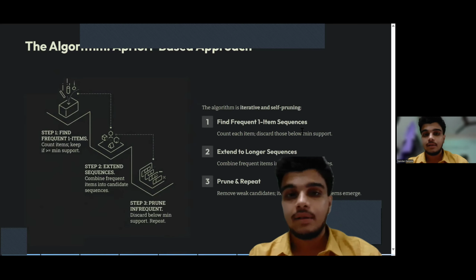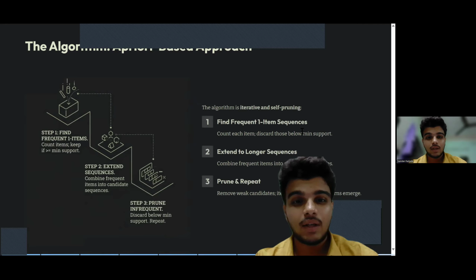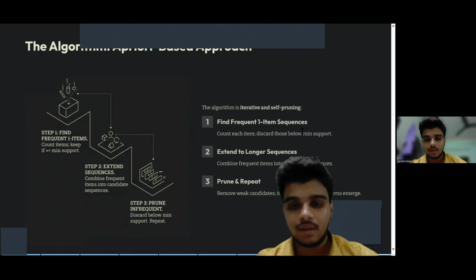Coming to the next slide. To extract patterns, we use an algorithm called the Apriori-based sequential pattern mining algorithm. This algorithm works on a simple principle: if a sequence is frequent, then all of its subsequences must also be frequent. So this is the simple principle that the Apriori-based sequential pattern mining algorithm works on.